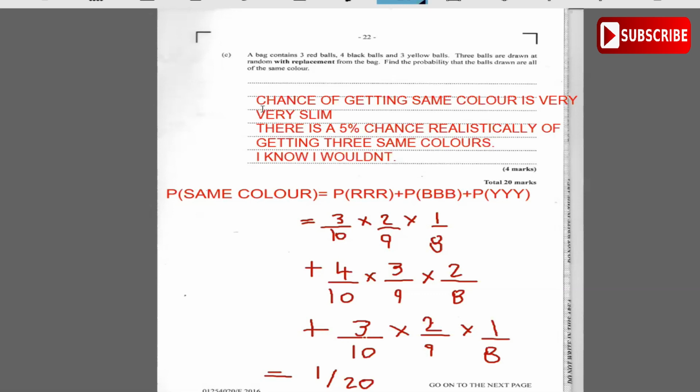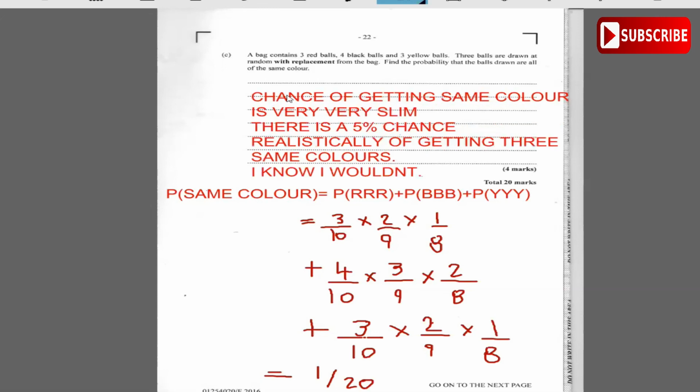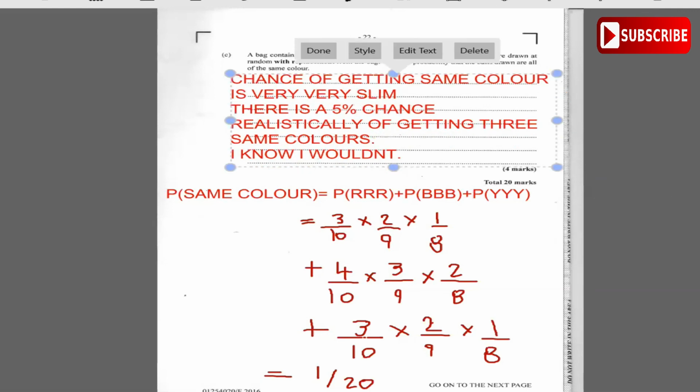All right, just to add some fun to it, you're telling them that I definitely wouldn't put my hand in the bag and take out 3 red or 3 black or 3 yellow, as a matter of fact. I just wouldn't. I'm just not that lucky. All right, so have a sense of humor and tell them that. Nice and easy.